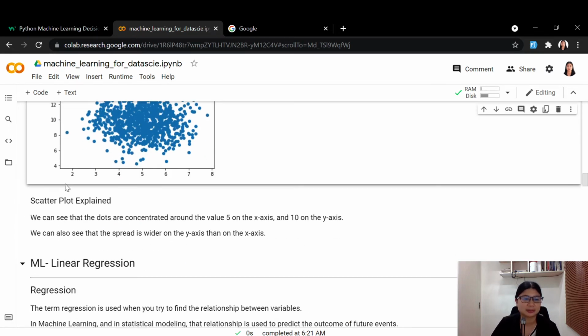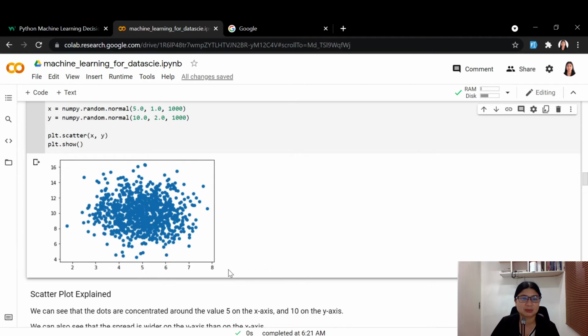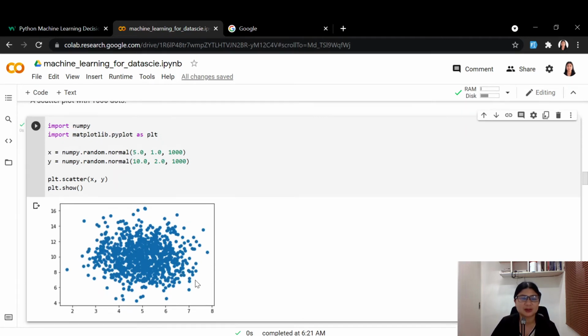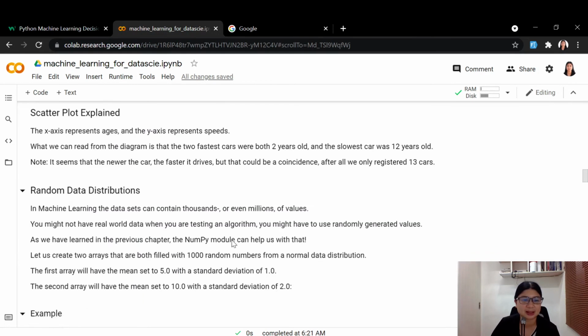And scattered, we can see that the dots are concentrated about the value 5 on the x-axis, yes, and 10 on the y-axis. And we can also see that the spread is wider on the y-axis than the x-axis. Yes. Okay? So, mas spread ang diri, no? Ang sa y-axis kaysa sa x-axis. So, amo na siya class ang scatter.